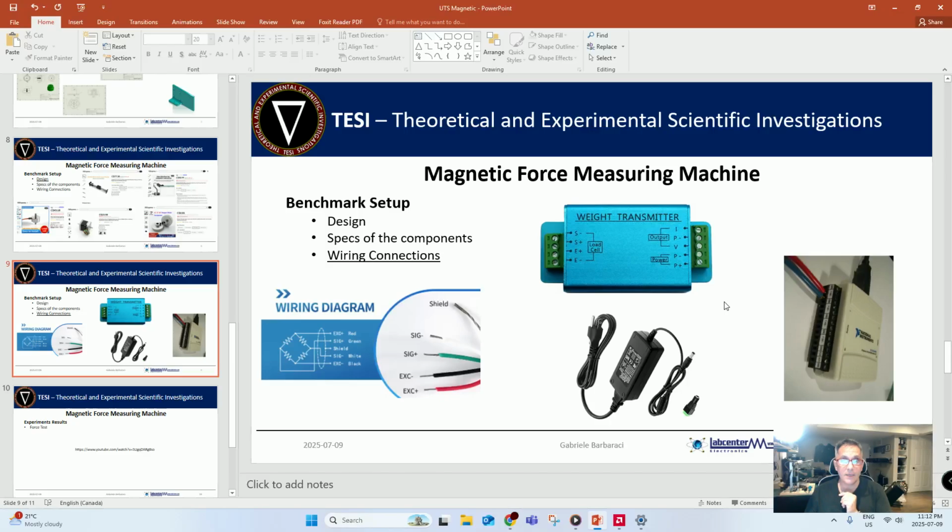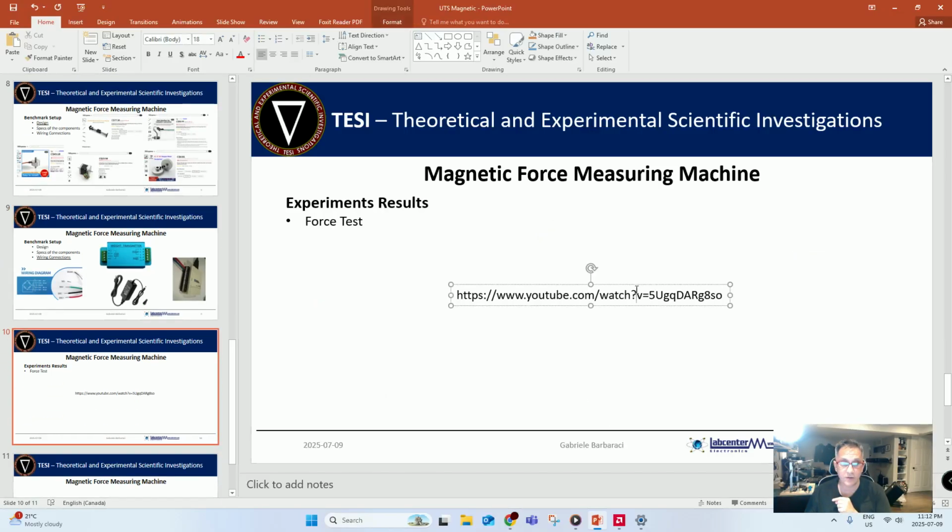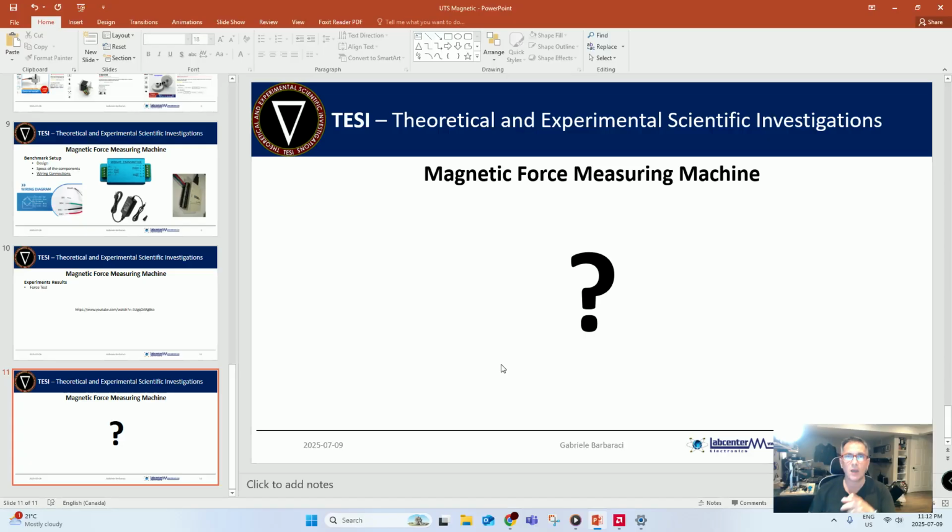Okay, if you want to see the video, just connect on this. And now, if you don't have any questions, I will switch directly to show you the machine. So let's go right here. All right, so we have this component, which is the weight transmitter. Then we have the National Instruments here.